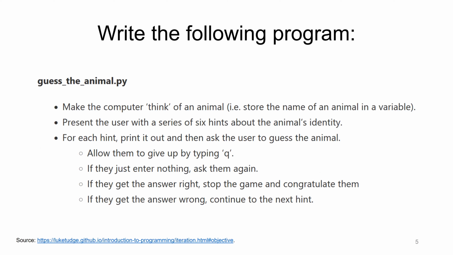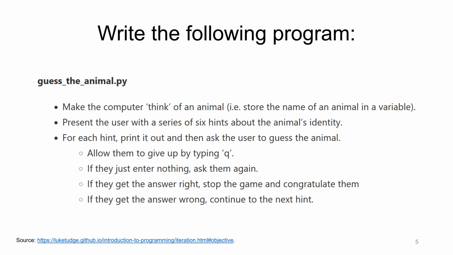We want to again structure our learning by working towards a certain objective, which is to write the following program. It should be called guesstheanimal.py, for example. The program should first make the computer think of an animal, which in this case means to store the name of that animal in a variable. This is as far as it gets when computers are thinking.